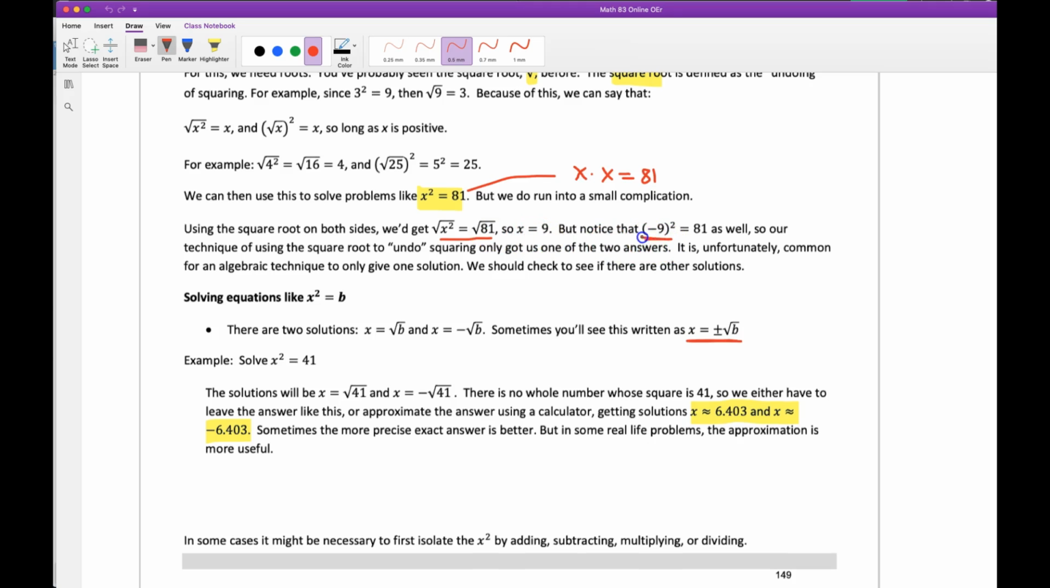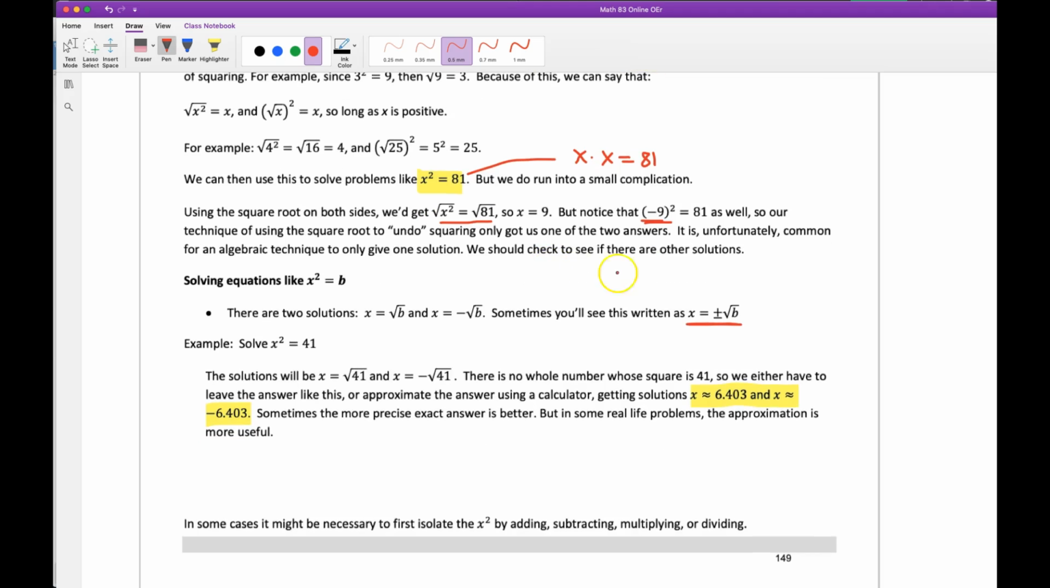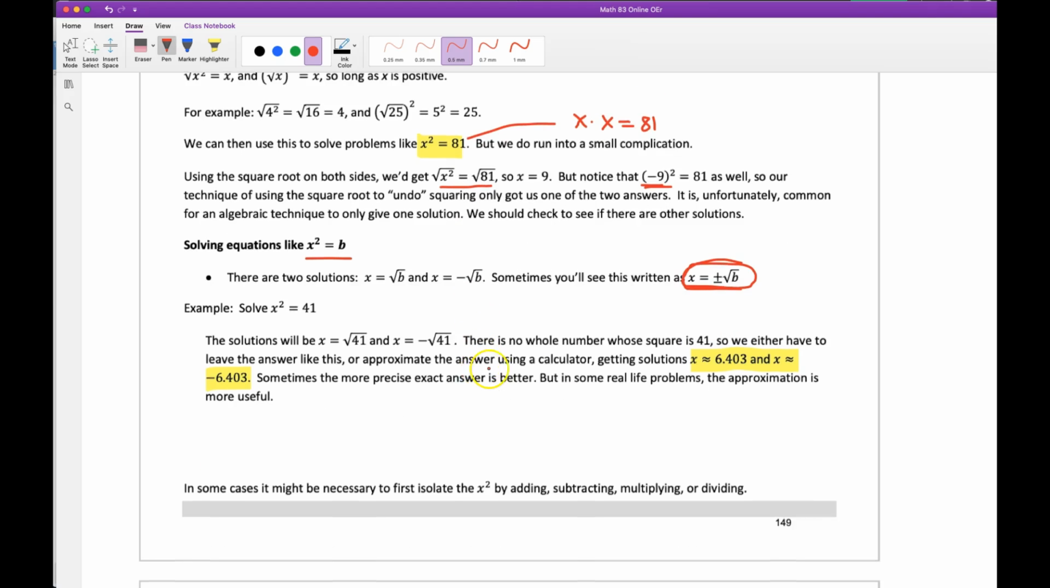But notice that we have another solution. The negative 9 times negative 9 also equals 81. So we end up with two solutions when you solve a quadratic of this form. So for example, solving x squared equals b, or any number, your solution will always follow this form. X is equal to square root of b and negative square root of b. Notice how those are connected. So we sometimes simplify this notation. Instead of writing two separate solutions, we write it as one, saying x equals plus or minus the square root of b.